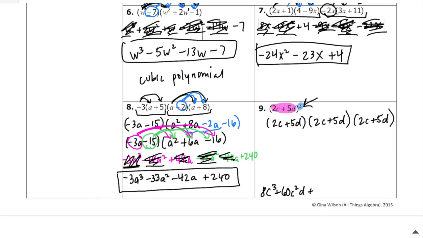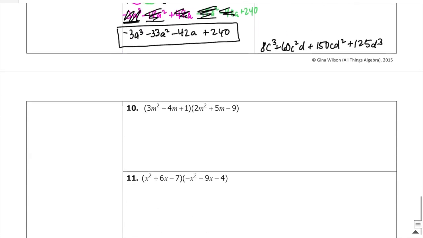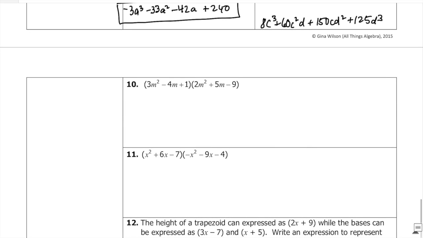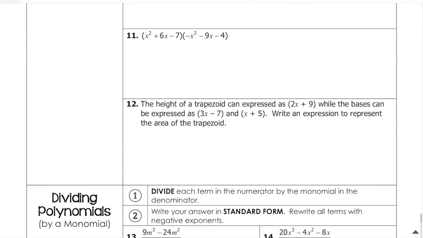So I got d plus 150cd squared plus 125d to the third. So you should end up with this, because when I did this problem before, this is what I got. Give it a try if you want to give yourself a challenge. I have seen these on the ACT before. 10 and 11 are the same kind of deal, so I'm just going to leave you to your own devices. It's just a triple distribution, pretty standard.